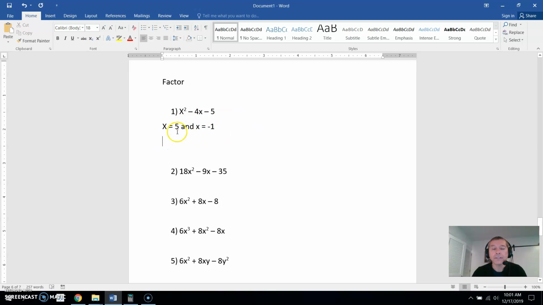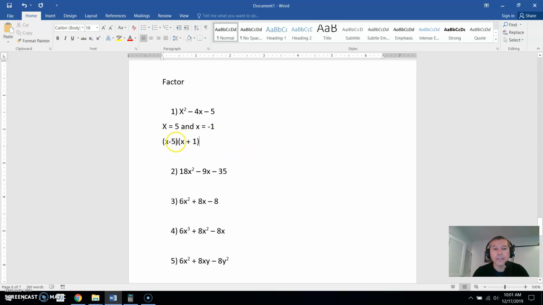To get your factors, these numbers have to be on the opposite side of the equal sign. They need to be on the same side as the x. So subtract 5 from both sides, and this factor is x minus 5. And then same sort of thing here. Add 1 to both sides to get the negative 1 on the other side, and you get x plus 1.